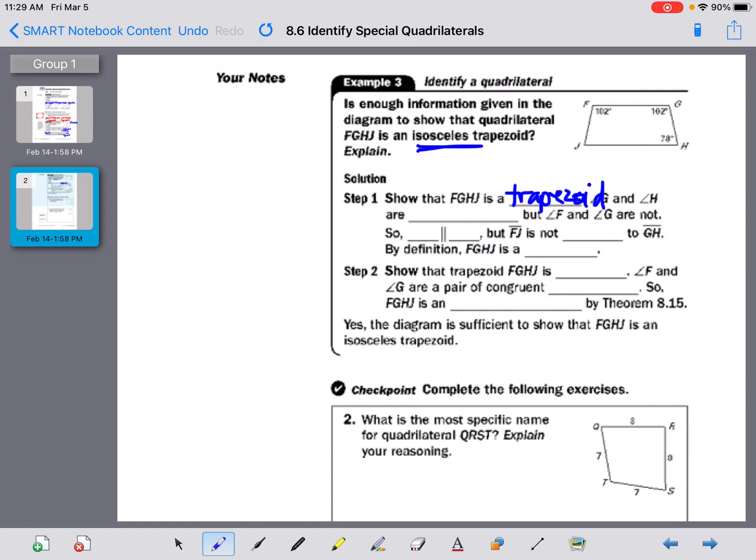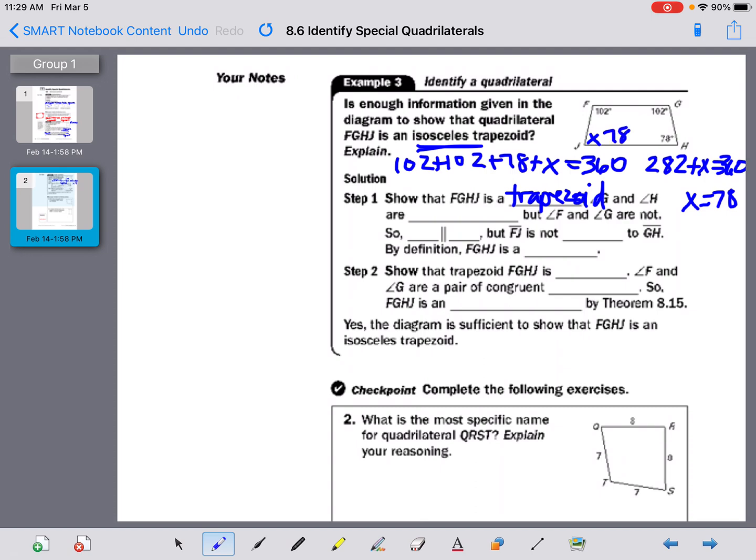Okay, so they gave me three angles. I should probably find that fourth one. So let's do 102 plus 102 plus 78 plus x equals 360. When we solve for that, 102 plus 102 plus 78, that's 282 plus x equals 360. Subtract that 282 from 360, and I do get a 78. Okay, so I definitely have some matching numbers here.